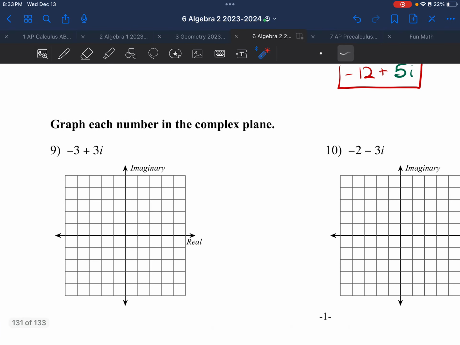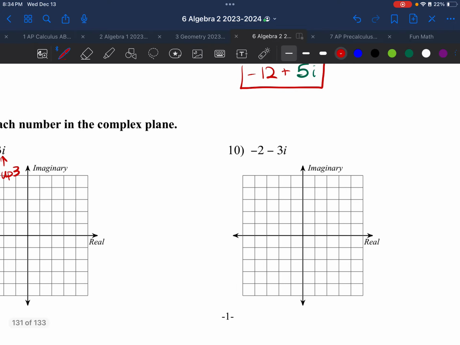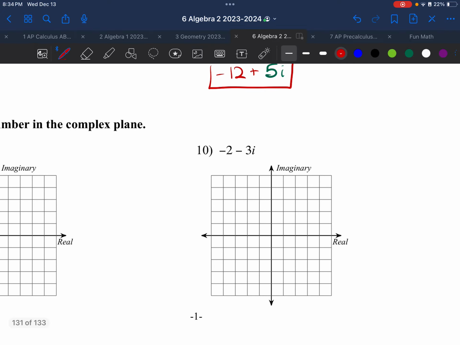In number 9, we're supposed to graph each of these. Remember that the real number is graphed on what used to be the x-axis, and the imaginary number is graphed on what used to be the y-axis. So I'm going to go left 3, and up 3 from the origin. So I'm going to go left 3, 1, 2, 3, and then up 3, 1, 2, 3, and I get my final answer.